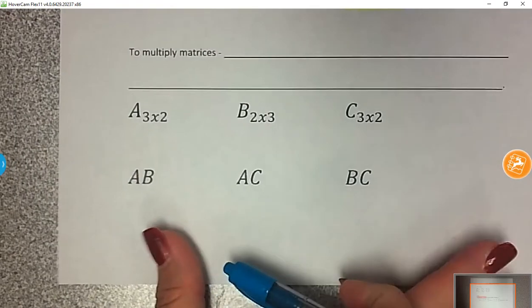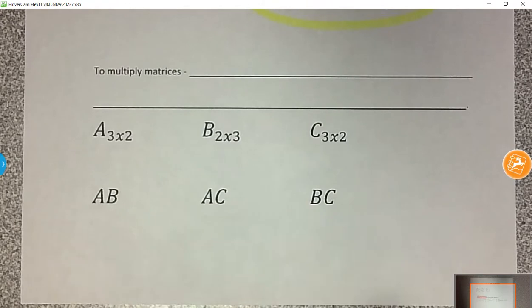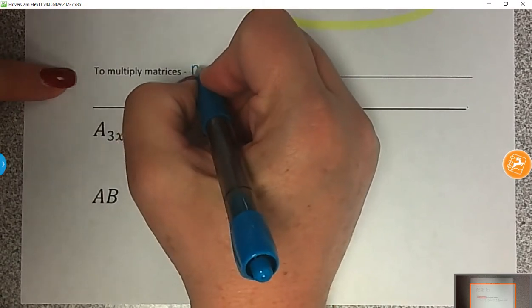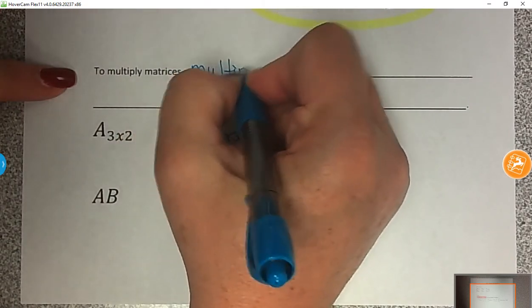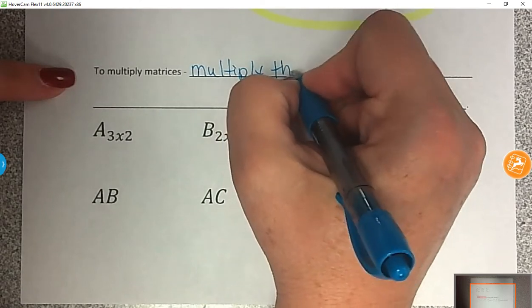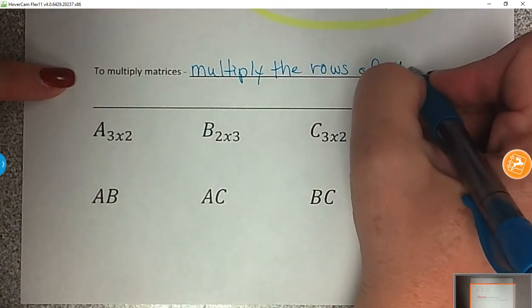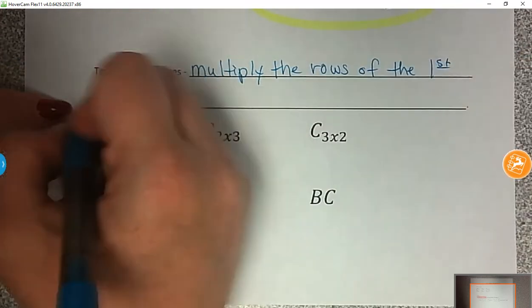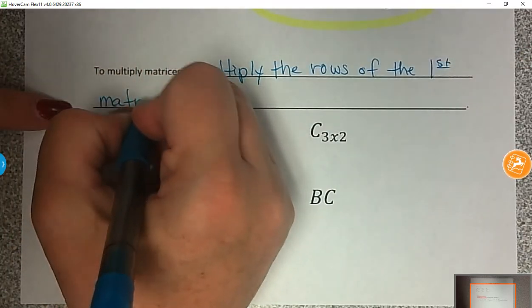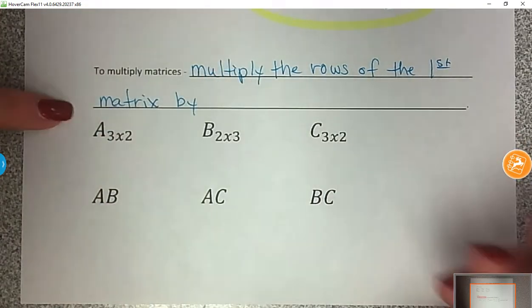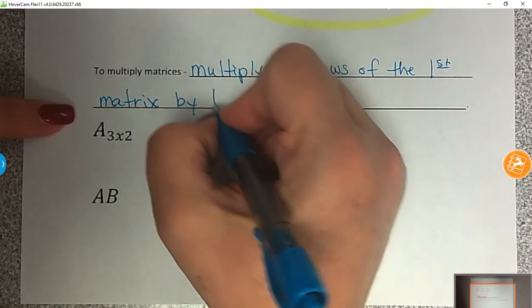All right, guys, here we are back to finish up section 12.2, and we're going to actually start multiplying matrices by each other, not just scalar multiplication here. So, in order to multiply matrices, what you have to do is multiply the rows of the first matrix by the columns of the second matrix.